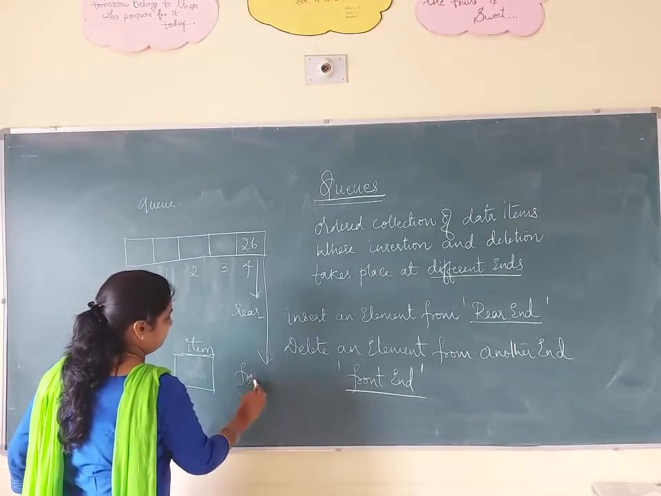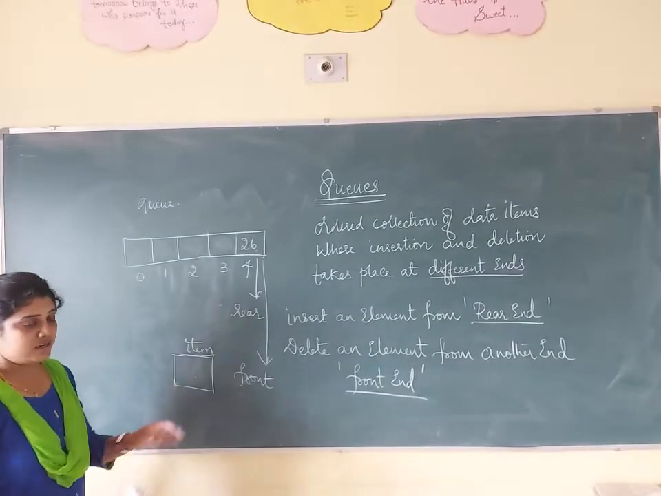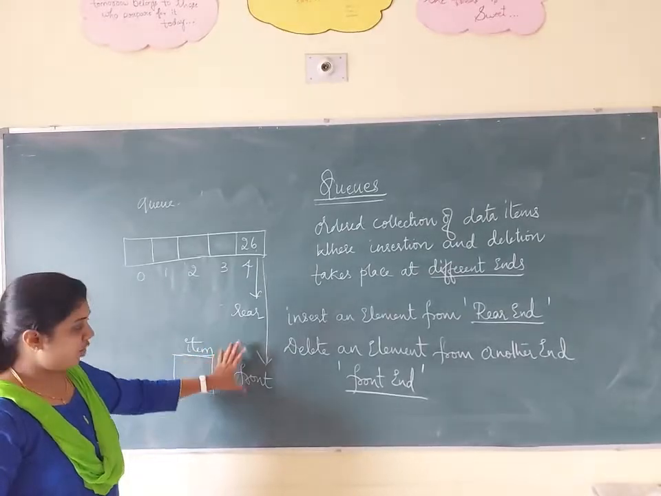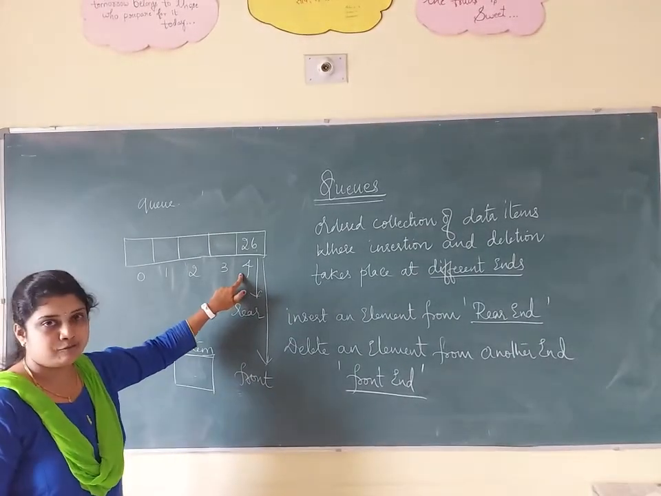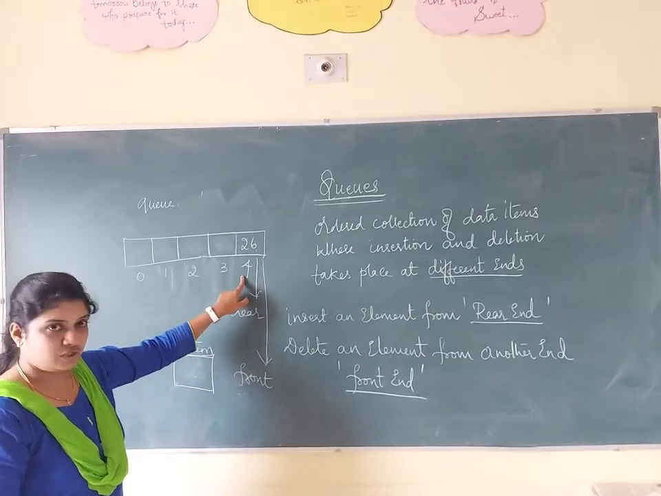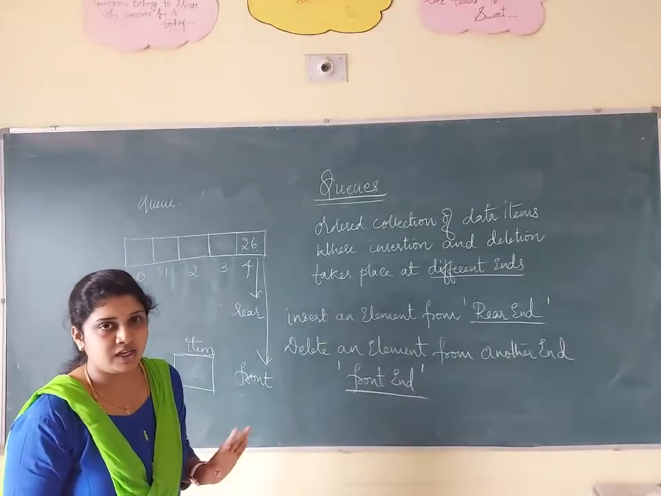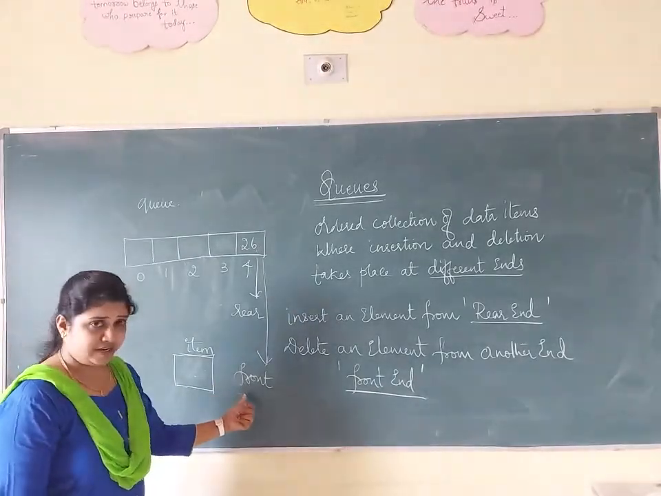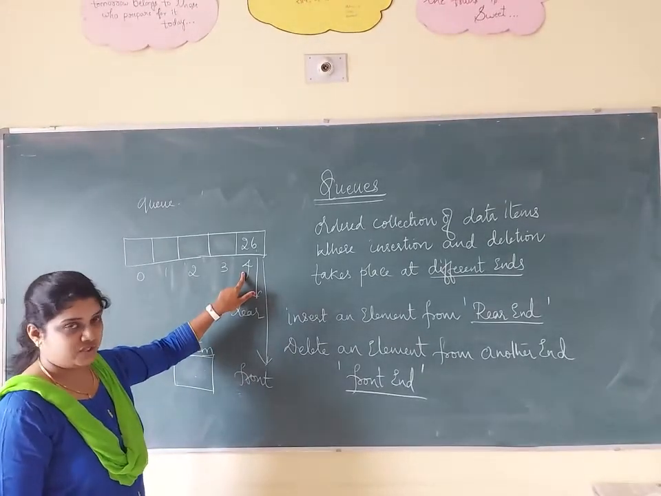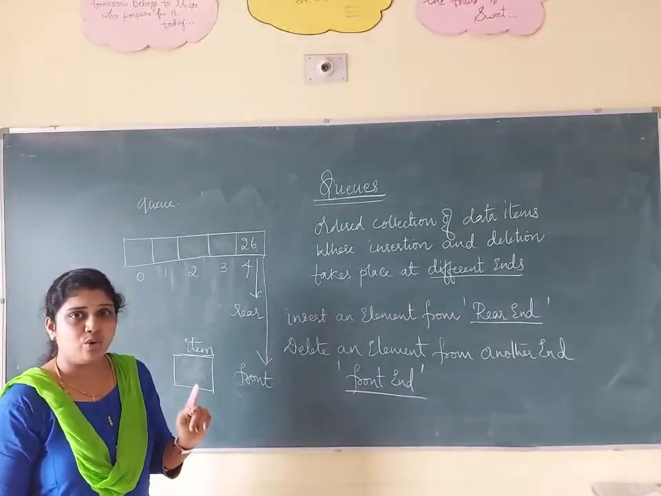Front. Okay, and I want to delete what? 26. See here, if both front and rear are pointing to the same position, what? 4. Both front and rear are pointing to the position 4. It indicates that you have only one element in a queue. If front and rear are pointing to the same location, that is 4, it indicates that the queue is having only one element.